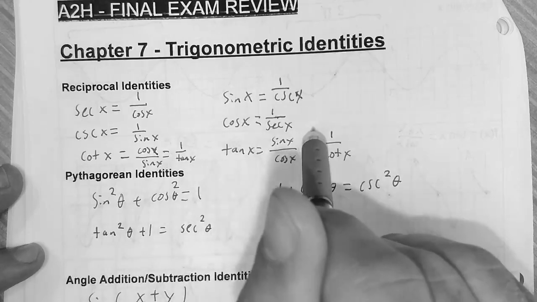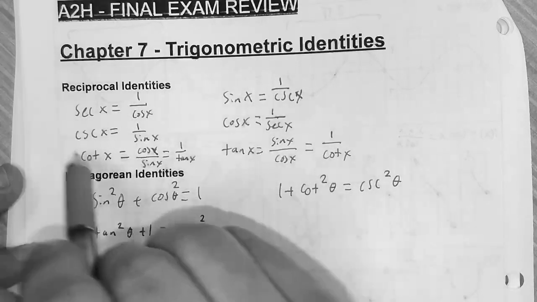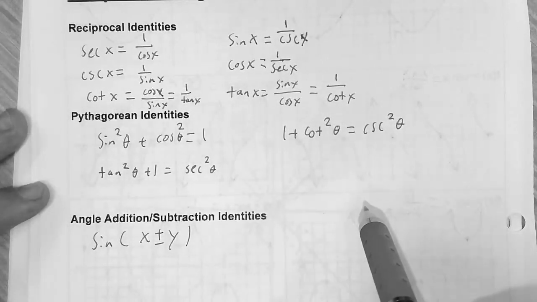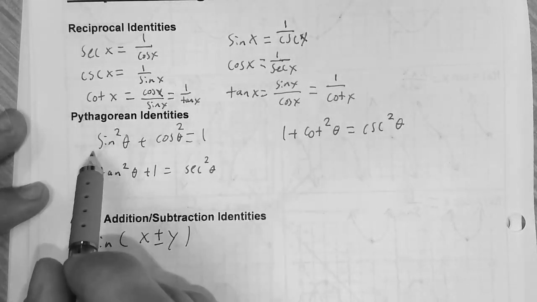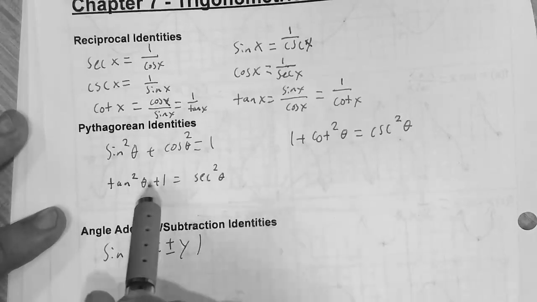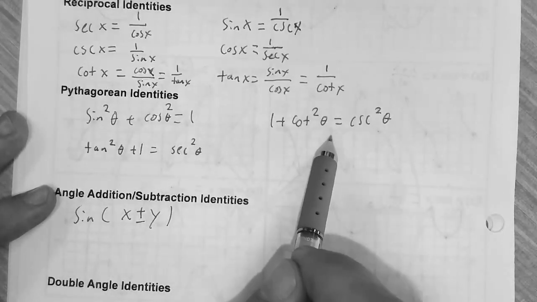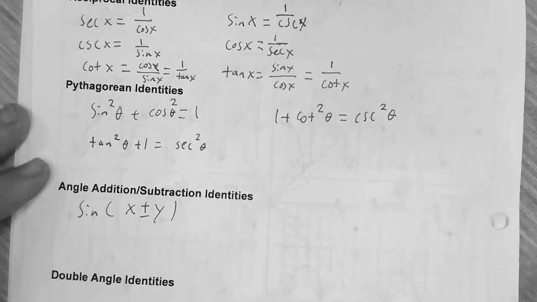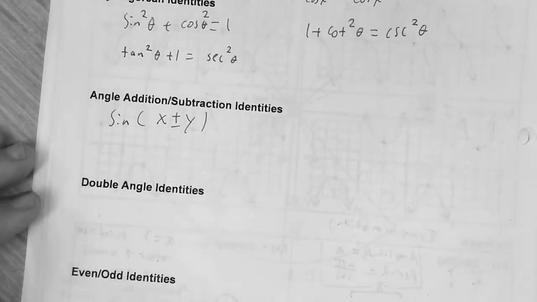We went over the reciprocal identities. They're here. These are the Pythagorean identities. You only really need to remember this first one, and you can get the other two by dividing by sine squared or cosine squared. Okay, now we're on the addition and subtraction identities.